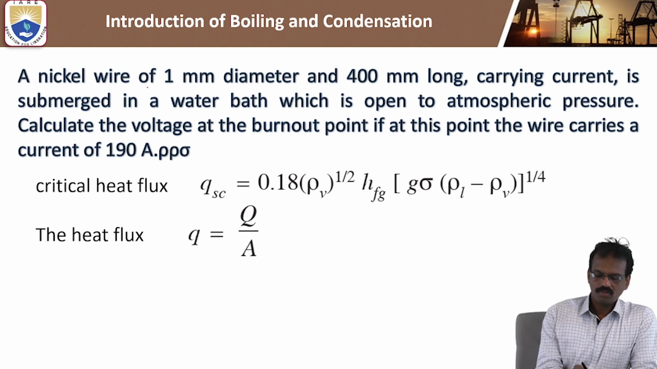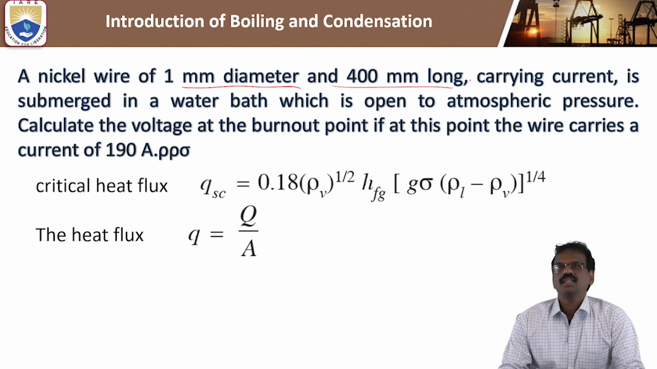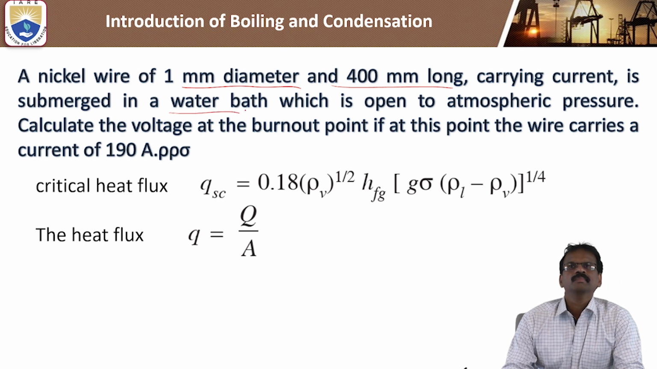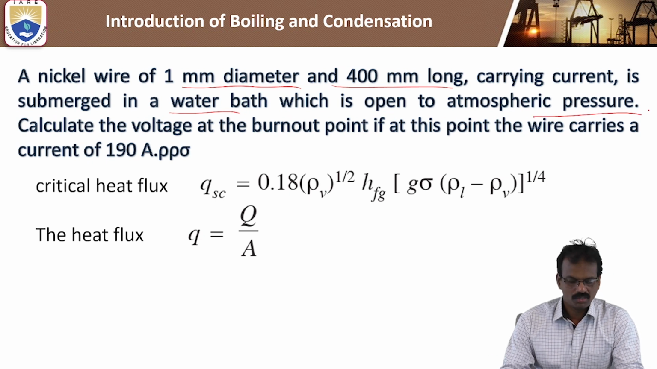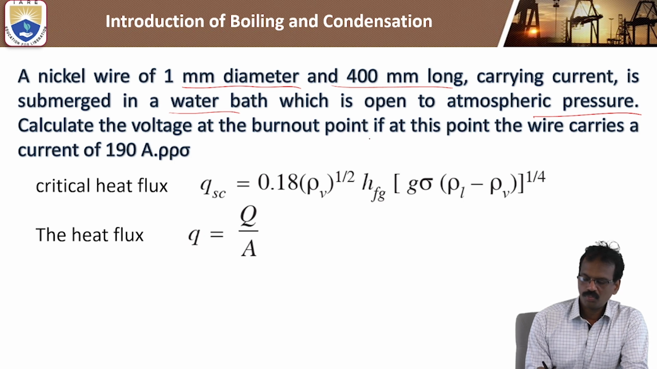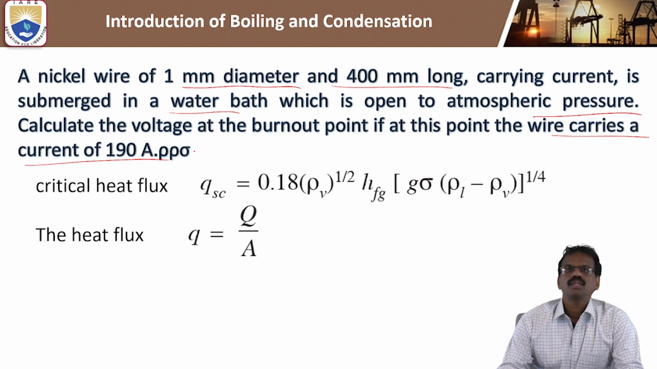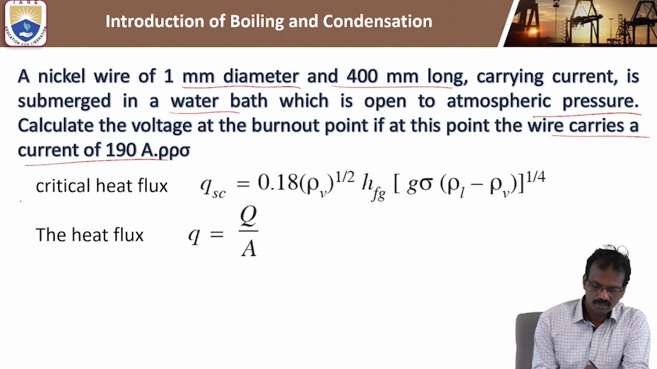A nickel wire of 1 mm diameter, nickel wire diameter has been given, 400 mm long, length of the wire also given, carrying a current, is submerged in water. Here also fluid is equal to water, which is open to atmospheric pressure. Pressure of the water is equal to atmospheric pressure. So calculate the voltage at burnout point if at this point the wire carries a current of 190 amps. Okay. So you have to find out the critical heat flux.